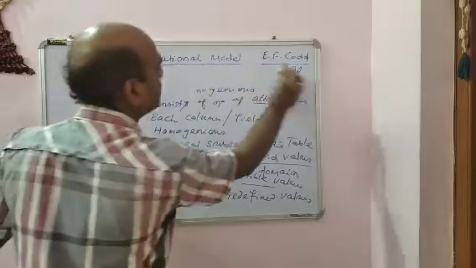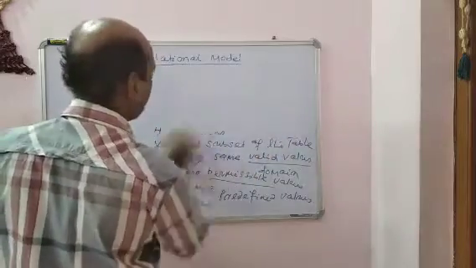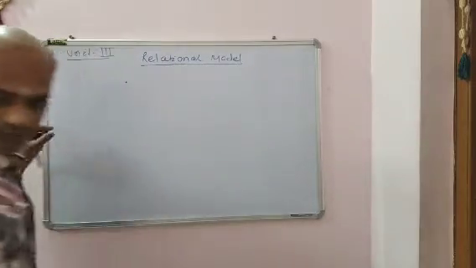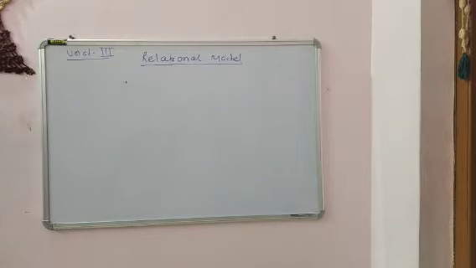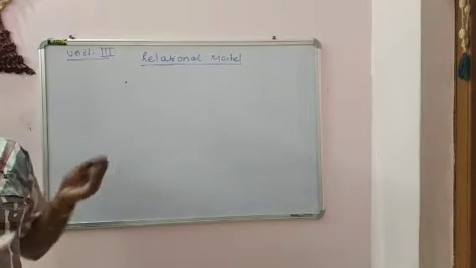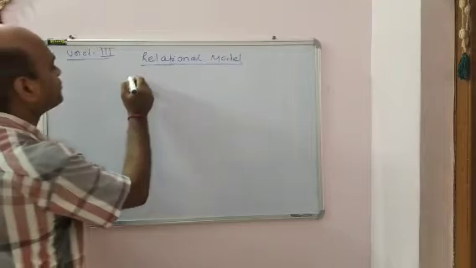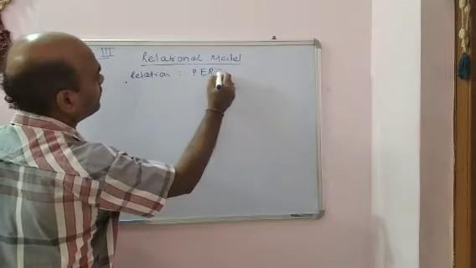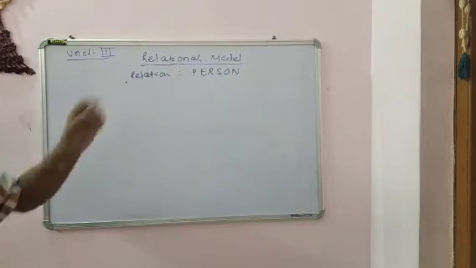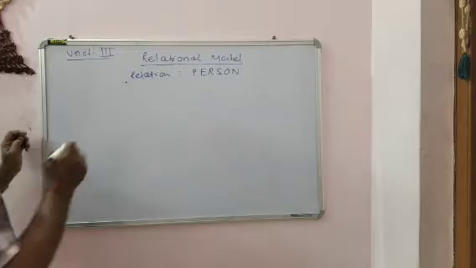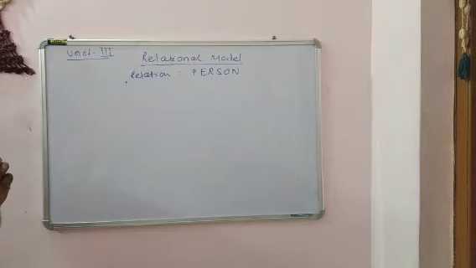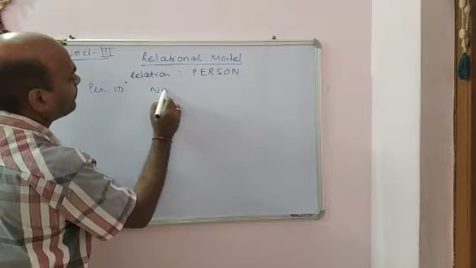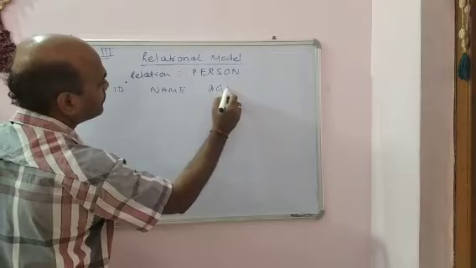Now I am writing an example that will indicate all the values. Suppose we are considering a table, a relation, that is a person. This relation person consists of many attributes like person ID, name, age, and address.